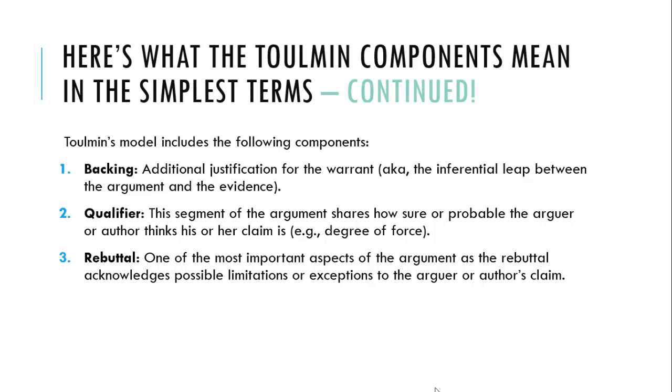advocating. And I think one of the things that's really important about the rebuttal component is that it acknowledges that there might be some possible limitations or potentially some exceptions to the argument that the author is making. Really nuanced arguments often will think of some preemptive way to think about how those rebuttals might be handled. So that's also important. So those are the 6 components of the Toulmin model.